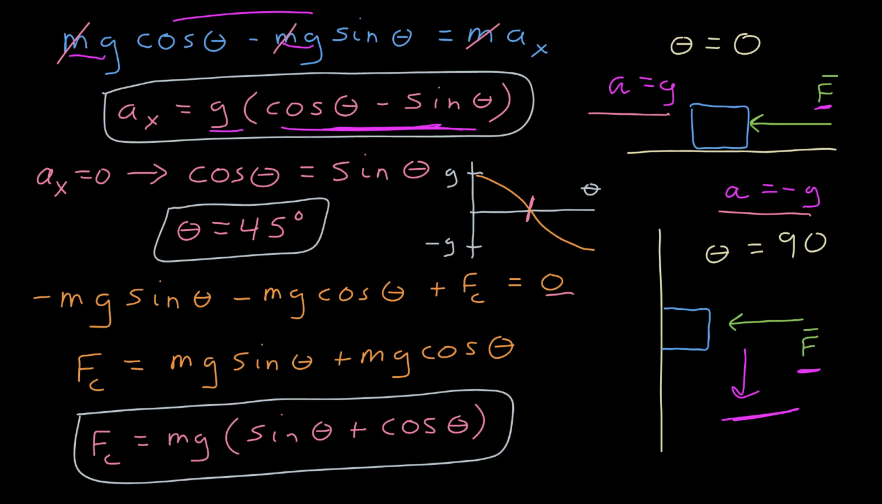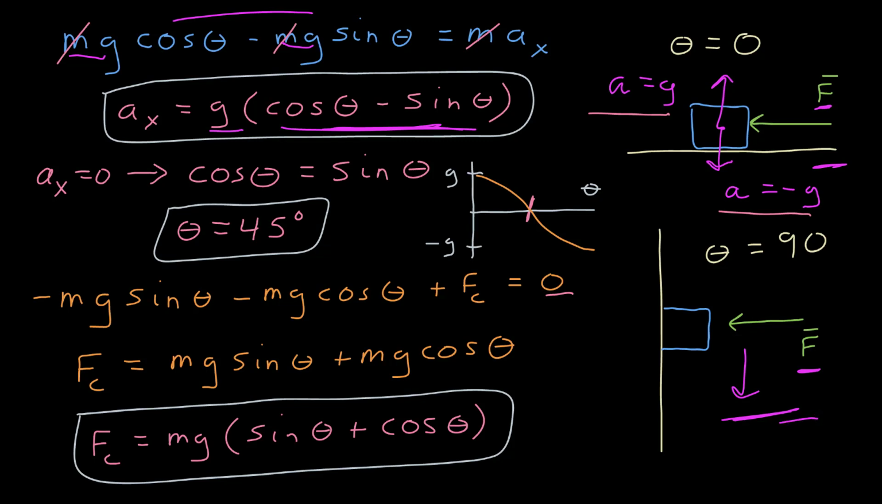Does this make sense? Well, at theta equal to 0, sine theta is equal to 0, cosine theta is equal to 1, and the contact force is just equal to mg. And that makes sense because if I look in the y dimension, there's the force due to gravity on the object, there's the contact force on the object, and it's not accelerating in the y dimension, so they have to be equal.